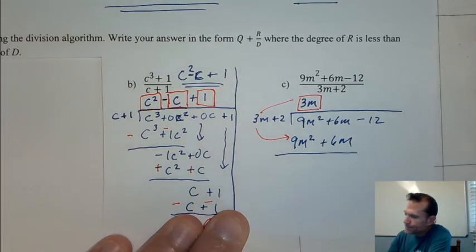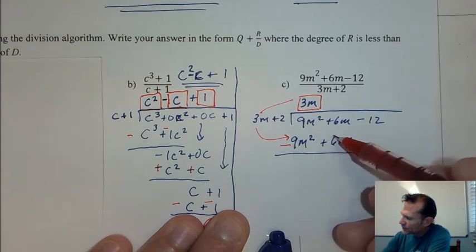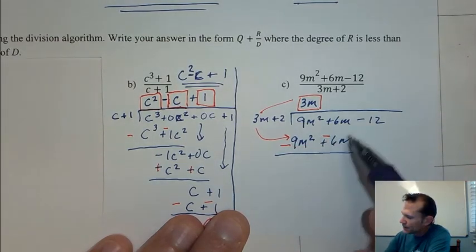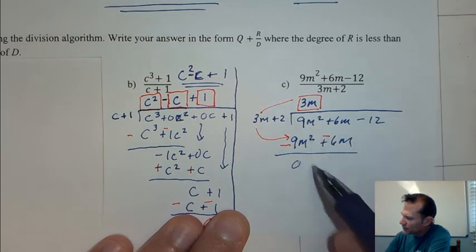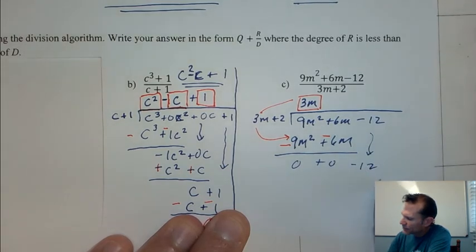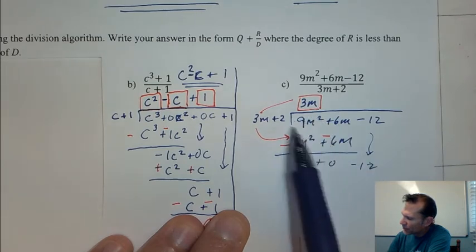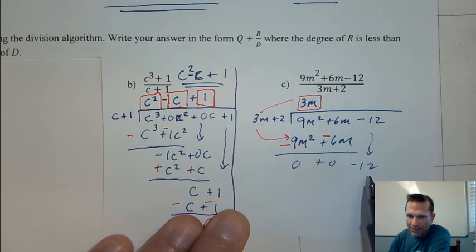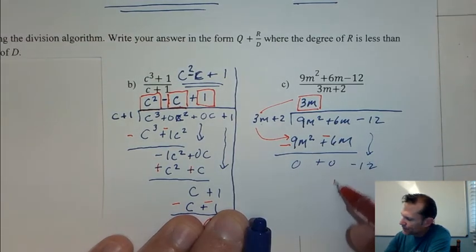Draw my line. Change the signs. Again, that's because of the subtraction in the division algorithm. These all cancel out here, so I have 0 that, this becomes 0, this becomes 0, and then I drop down to negative 12, and since this degree is lower than this degree, I can't divide any further. So this is actually my remainder here.